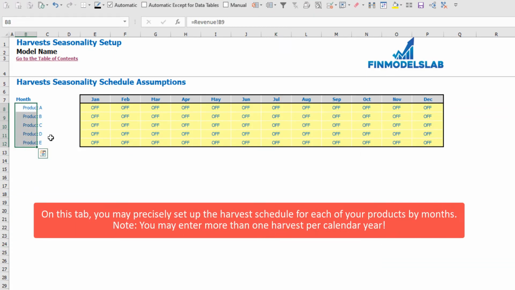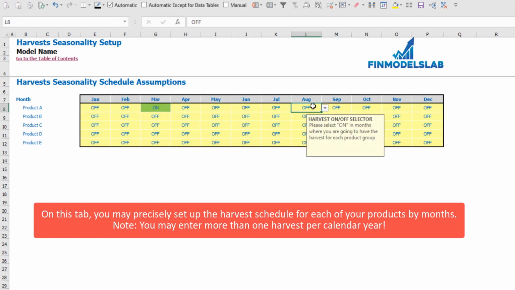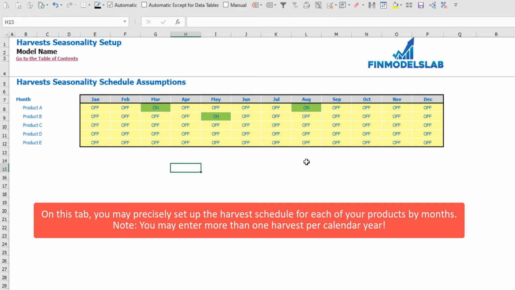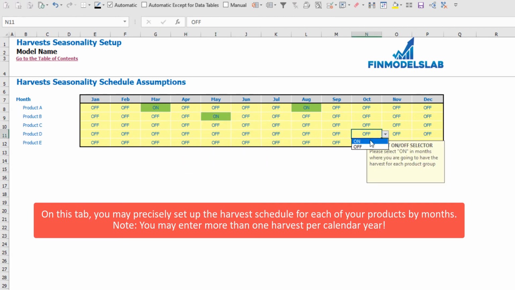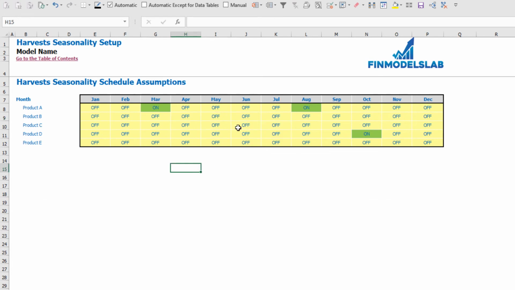So the next step is to set up the count of harvests on the seasonality tab. You have 5 products and you have the months allocation starting from January to December, and you can just select on. This means you'll have the first harvest in March, then you can select on for August. This means the second harvest will happen in August, and the same for each product. So you can select just 1 harvest, for example in May for product B, and that works for everything. If you just need to turn off, just select off, and you turn off the harvest in May. That's how that works.